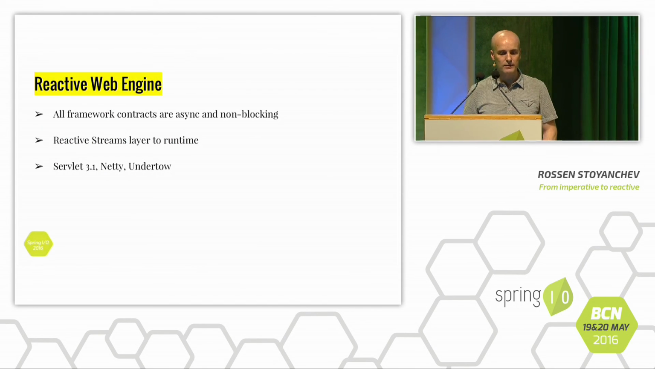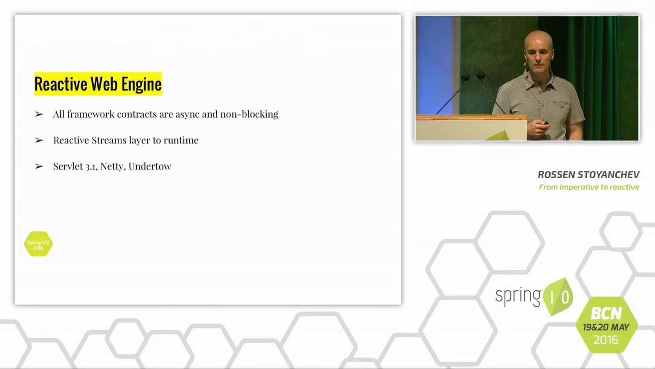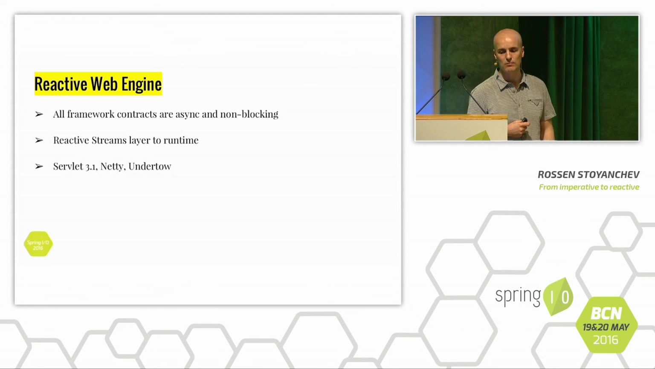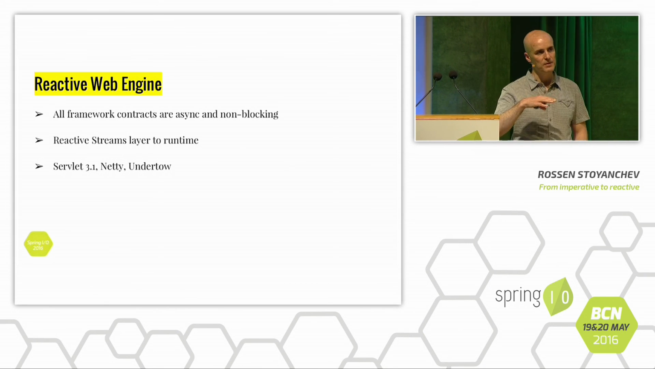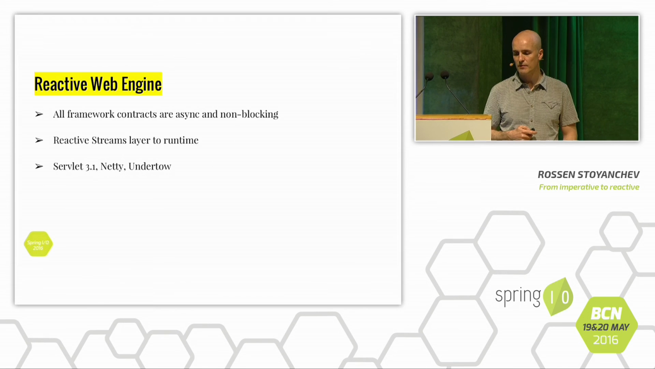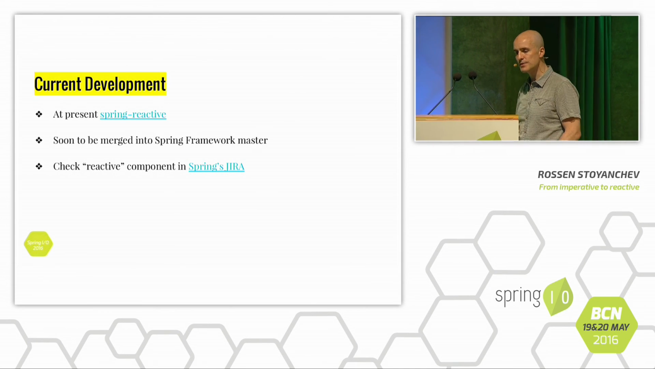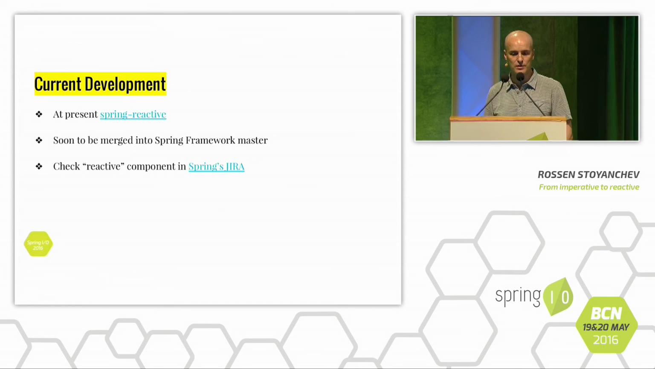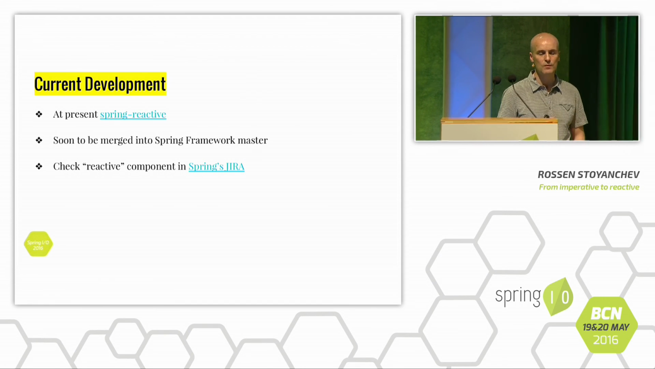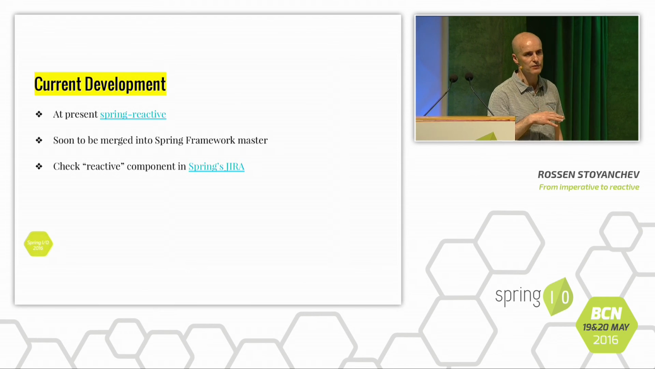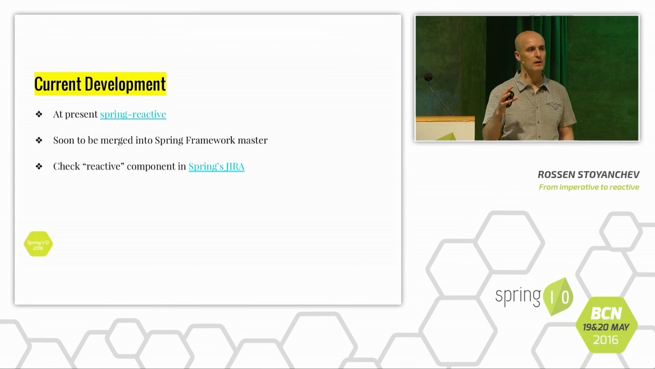So we have a reactive web engine, essentially, where all of our internal framework contracts have been rewritten to be asynchronous and non-blocking. We have an HTTP reactive streams layer that we've built on top of Servlet 3.1, Netty, and Undertow. And there is a Spring Reactive project, as I mentioned earlier, that we're going to merge soon. We've started to create some of the tickets in Spring's Jira, so you will see some description of the reactive work that we plan to have.